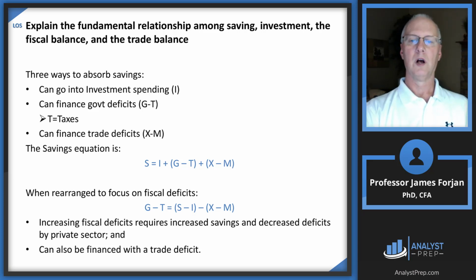And so the savings equation looks like it does right in the middle there in the blue. You take the investment and you add the government deficit and add the trade deficit. And then you can rearrange to focus on the fiscal deficit. So it's important to know that our deficit is a function of savings and investments, and then exports and imports.